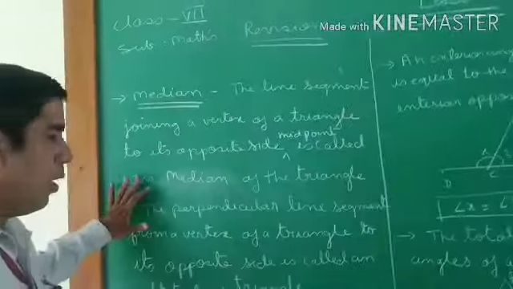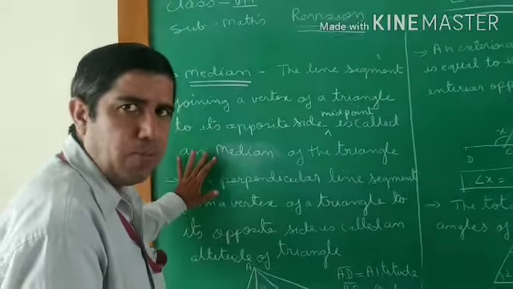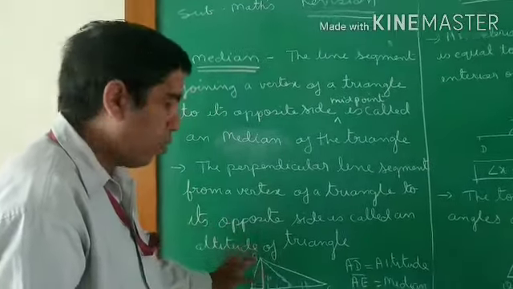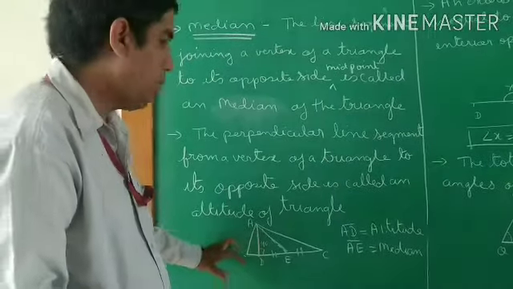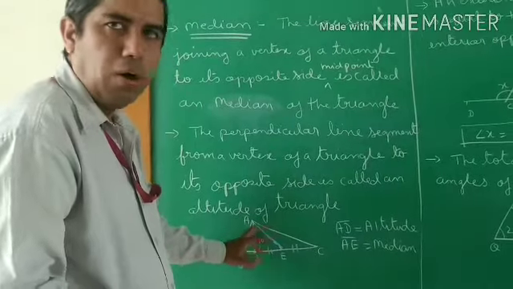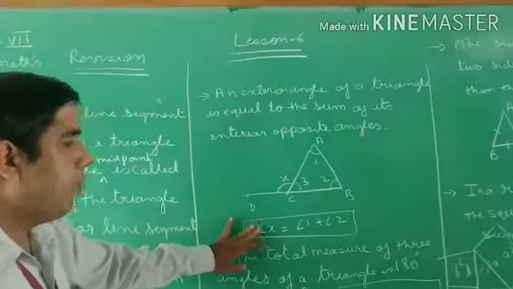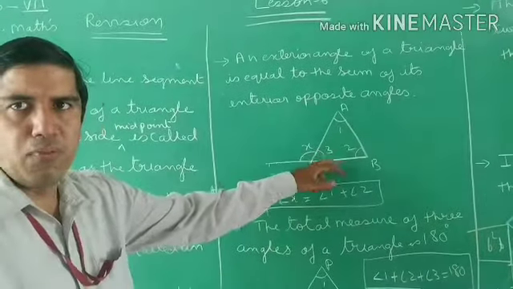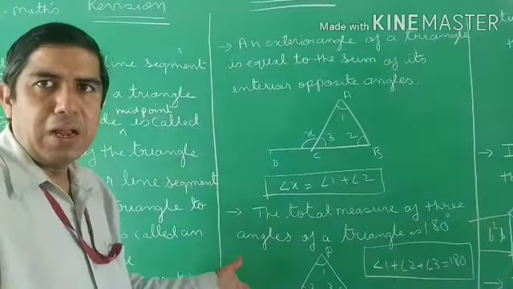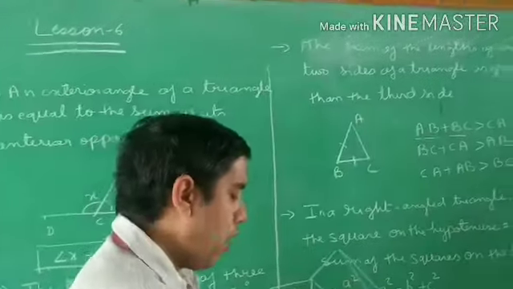First is median. You know what the median is: the line segment joining a vertex to the midpoint of the opposite side. So in every triangle we have three medians. Altitude is perpendicular to the opposite side, so there are always three altitudes. Here also the exterior angle property: the exterior angle will be equal to the sum of the two interior opposite angles. And the angle sum property: the sum of three angles is 180. And this is also called the triangular inequality.